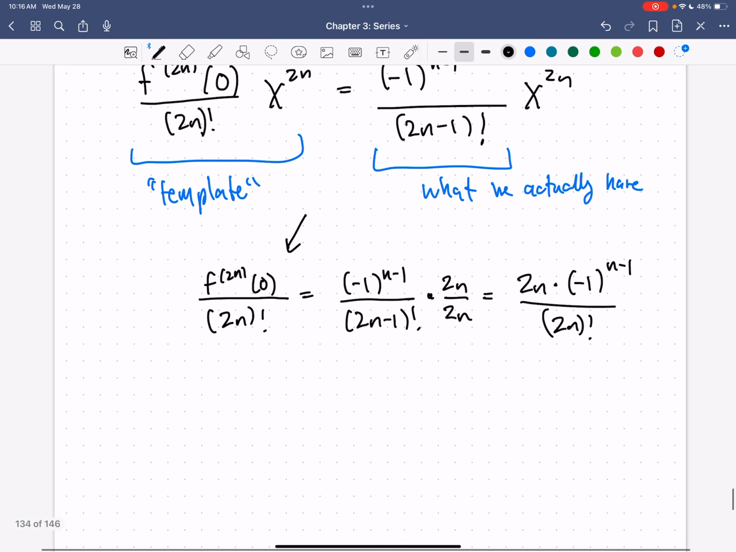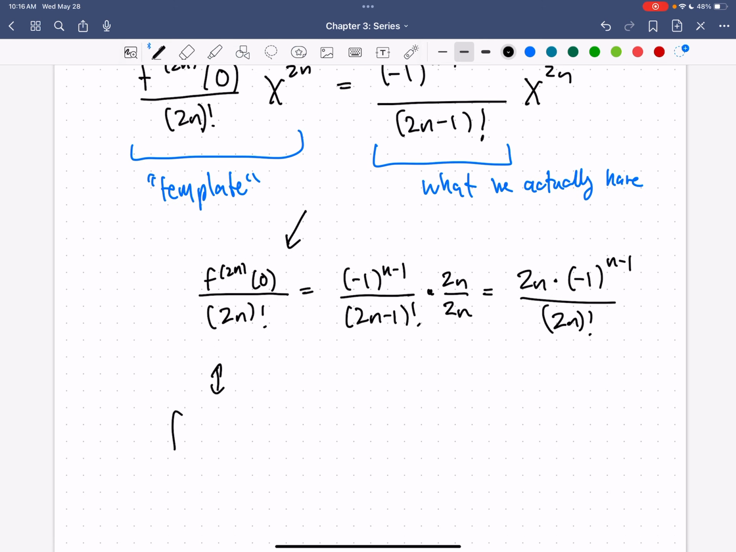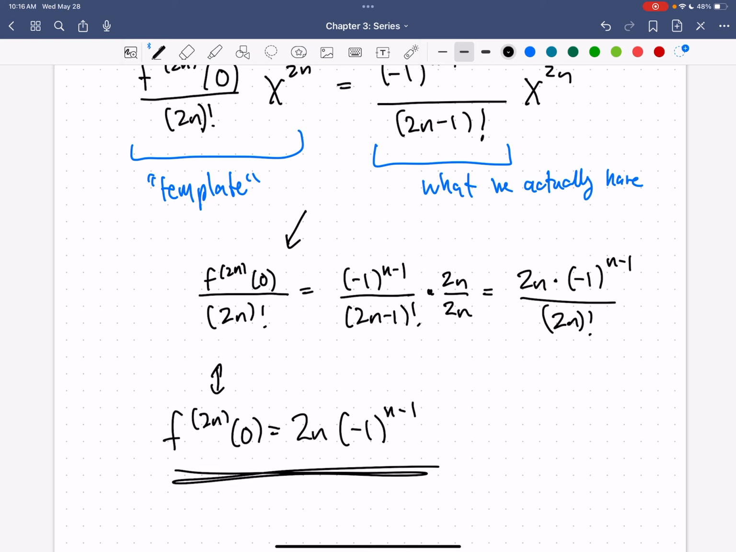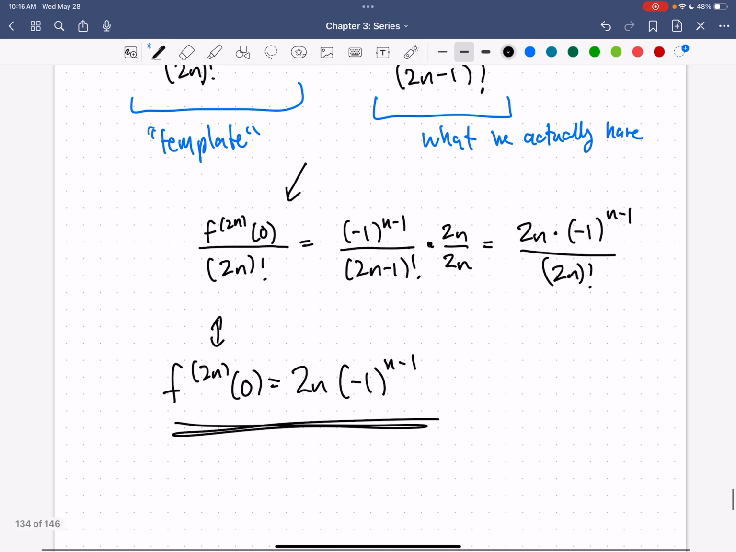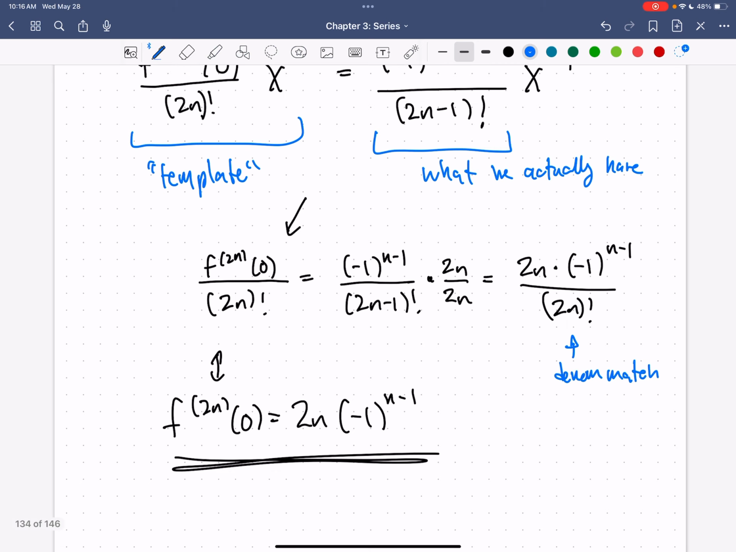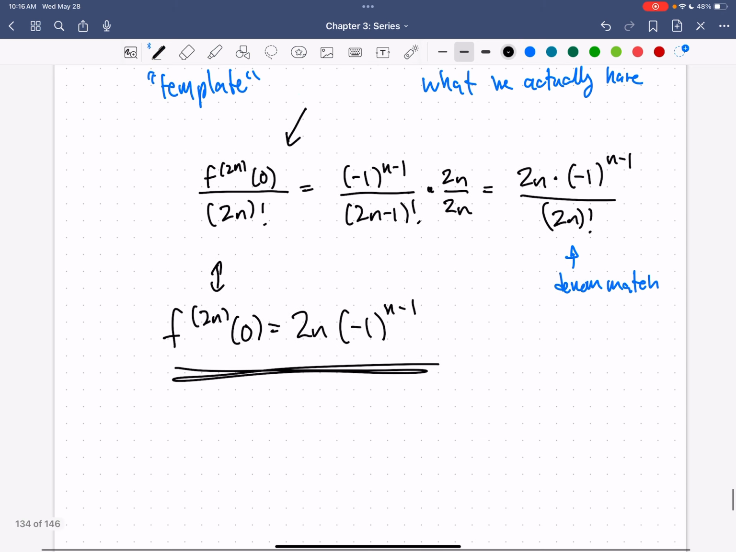They both have the 2n factorial, which tells us that the 2nth derivative at 0 of the function is equal to 2n times negative 1 to the n minus 1. So we needed these denominators to match. And that's it. That's how we can find what the 2nth derivative of this function is using the Maclaurin series. 2nth derivative at 0 to be specific.